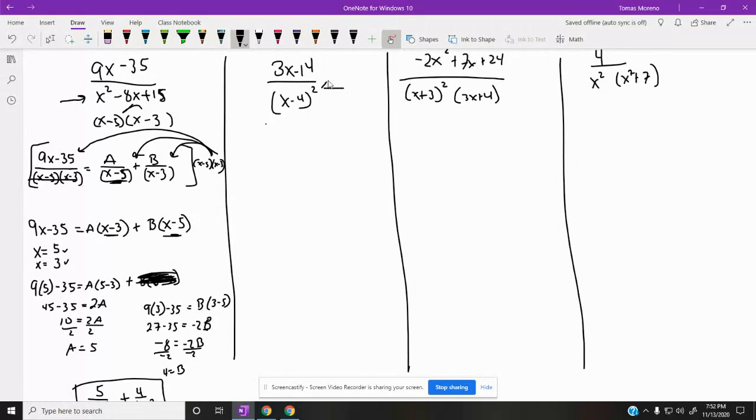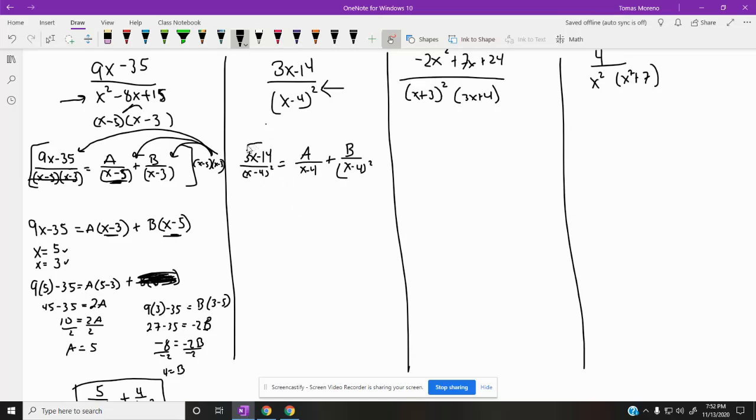This next one, they kind of already give you the factors, but it works differently. Notice the square is on the outside, and that plays a big part in how we set this up. So we want to do 3x minus 14 over this, and it's going to be A over just what's inside the parentheses, so x minus 4, and then B is going to be over the entire thing, so squared. That's just the rule.